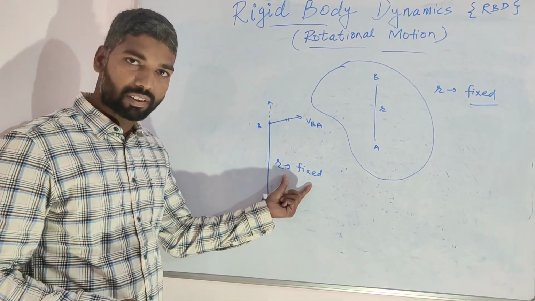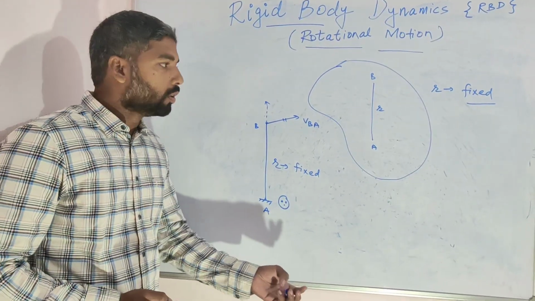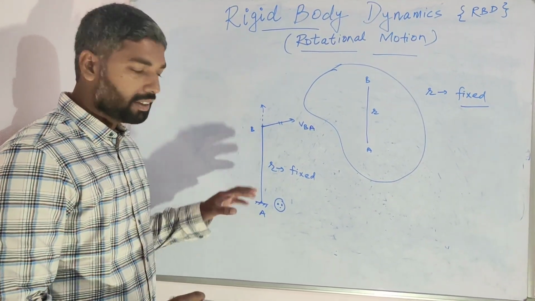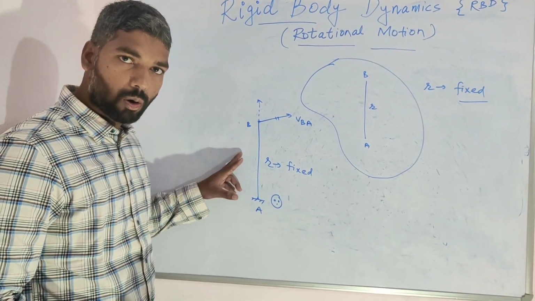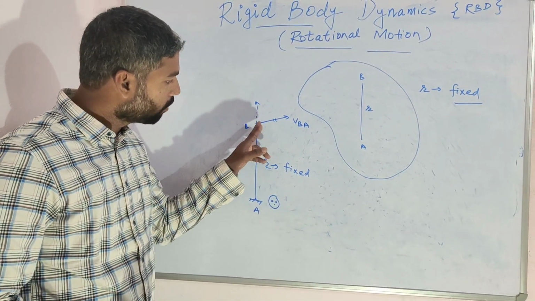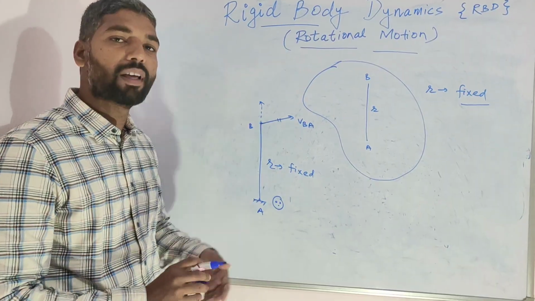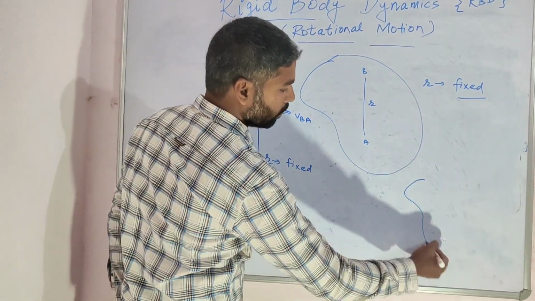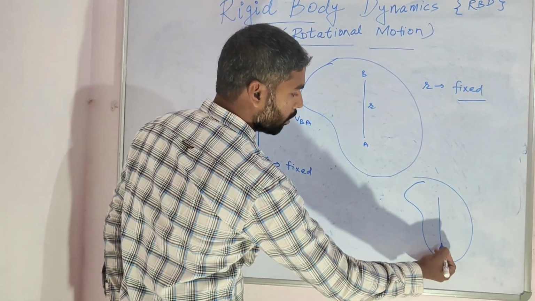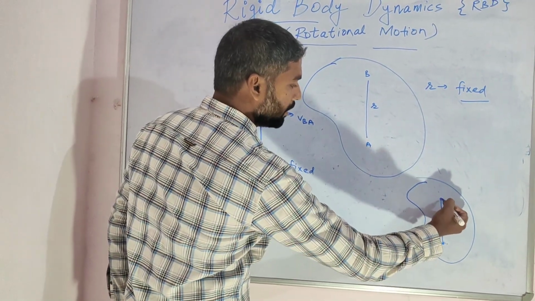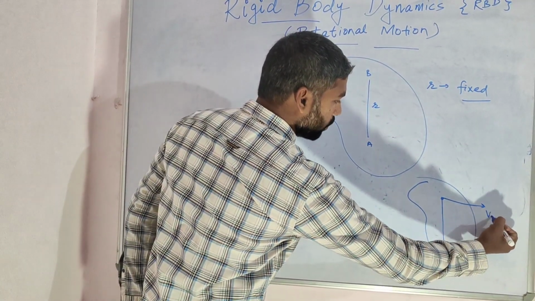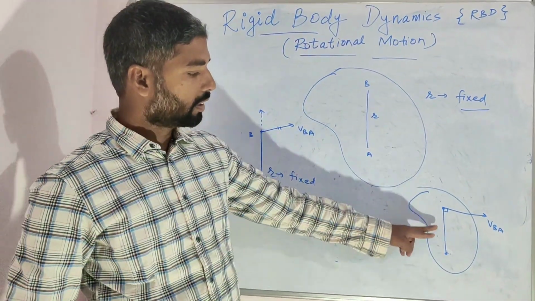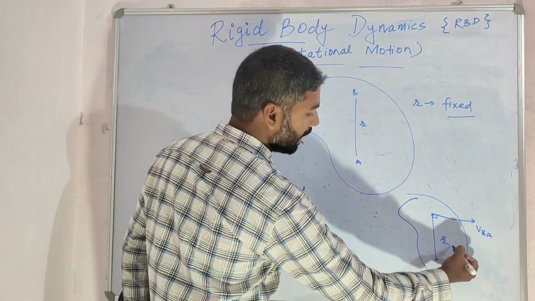So if R is not fixed, then this is not a rigid body. So we say that the velocity of B with respect to A will be either 0 or it will be perpendicular to this line. What I mean by that is, during the motion of a rigid body, this point will have velocity direction perpendicular to the line joining them.